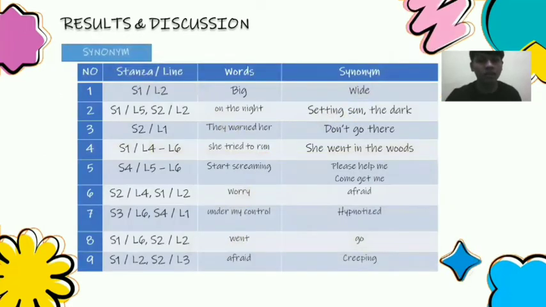Okay, next. So here is the result of my analysis. The first is synonym. I found a total of 9 synonyms in the song. And here you can see there are 3 columns. The first is stanza or line, and then the words, and then the synonym. Stanza here means where we can find the word, like the first line, second line, or third line. Sorry, I mean the line.